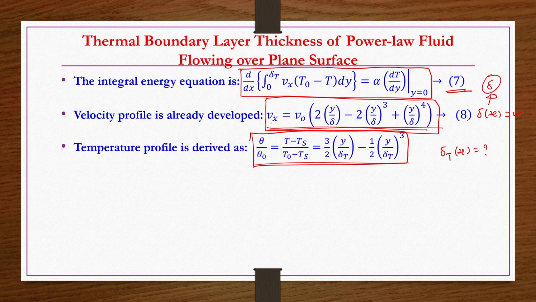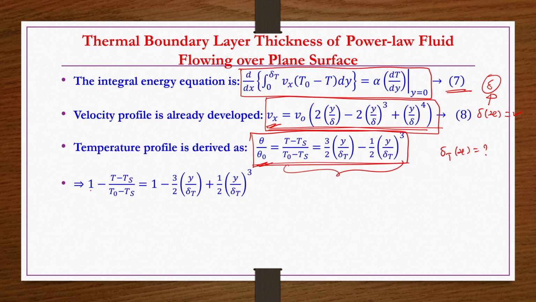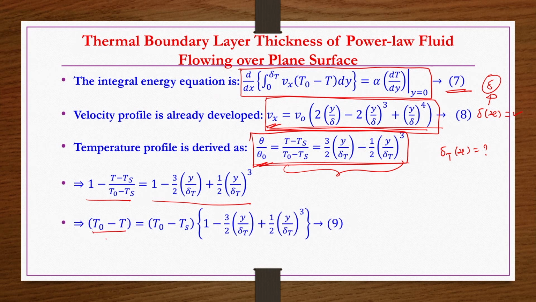Okay, anyway, if you take this velocity profile and this temperature profile, what is delta T as a function of x, that we will see first. So, we need T naught minus T. What we do is multiply this equation on both sides by -1 and then add +1 on either side. So, 1 minus (T minus Ts) by (T naught minus Ts) equals 1 minus this expression. When you take the LCM you get T naught minus Ts minus T plus Ts, that is T naught minus T, divided by T naught minus Ts. The terms on the right hand side are as they are, right.